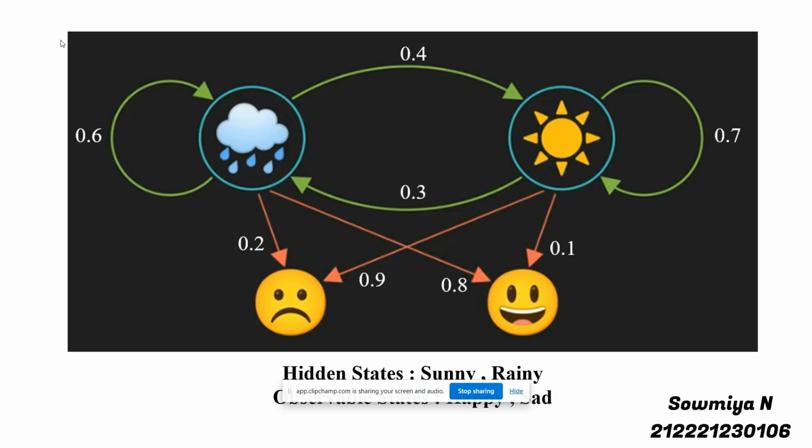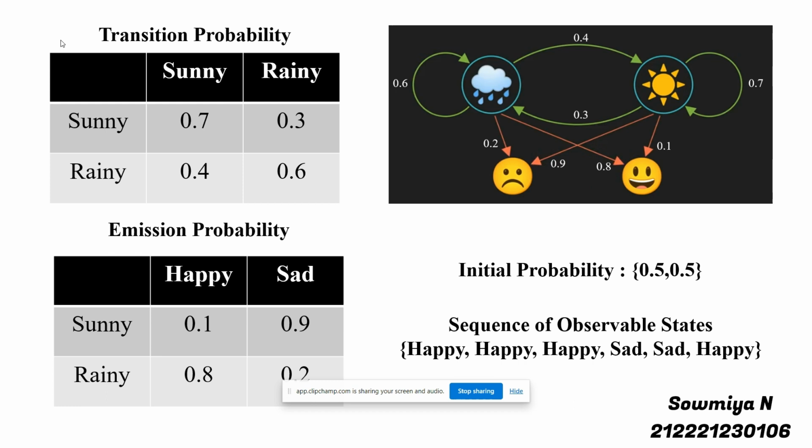For this given model, we will be finding the transition probability and emission probability in the following way. The transition probability is nothing but the probability of transition from one hidden state to another hidden state. Here we have two hidden states, sunny and rainy. So we will be calculating the transition probability from sunny to sunny, sunny to rainy, rainy to sunny, and rainy to rainy. Moving to emission probability, it is nothing but the probabilities of observing certain observable states, happy and sad, given the hidden states, sunny and rainy.